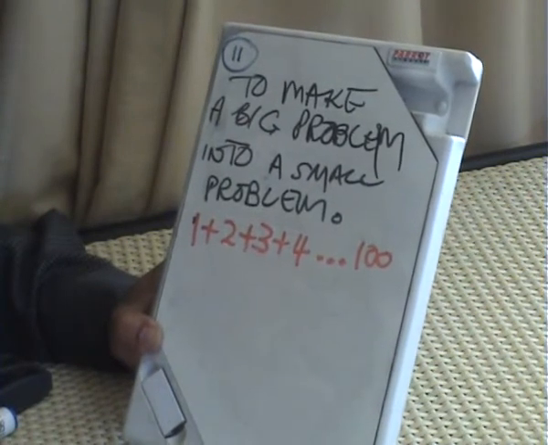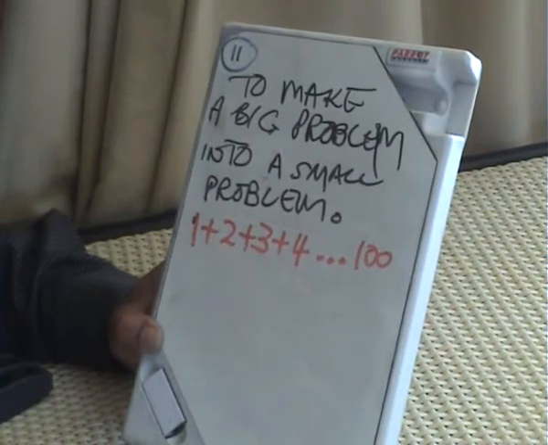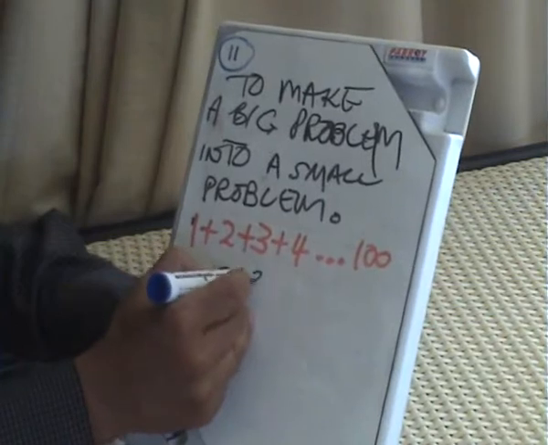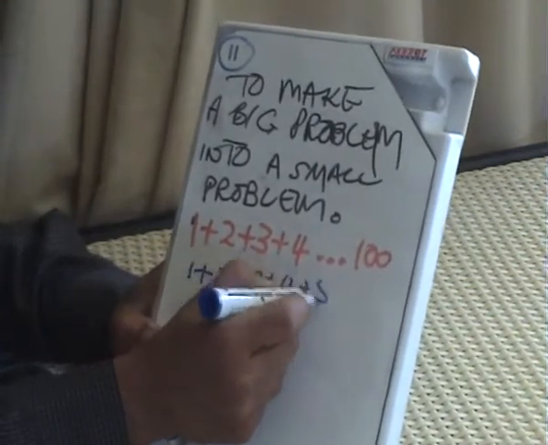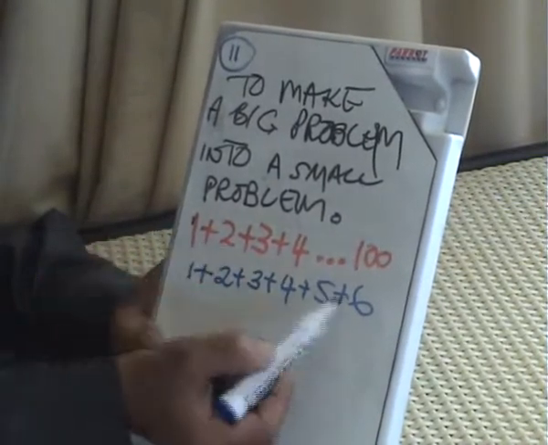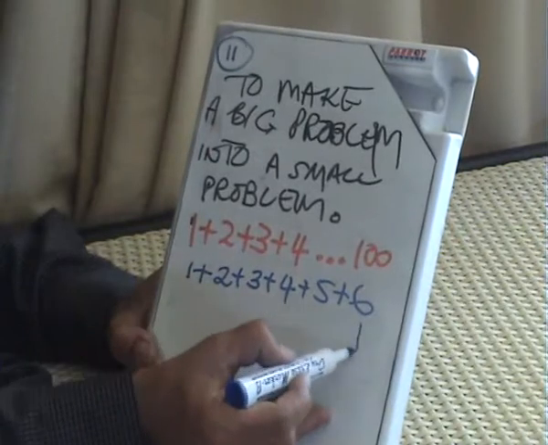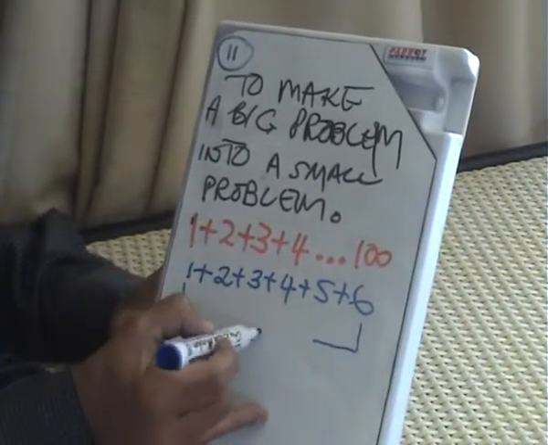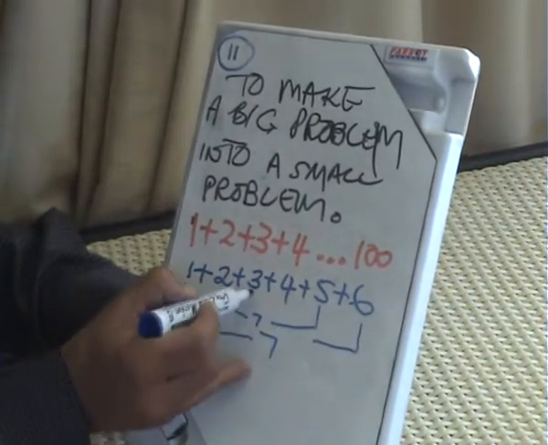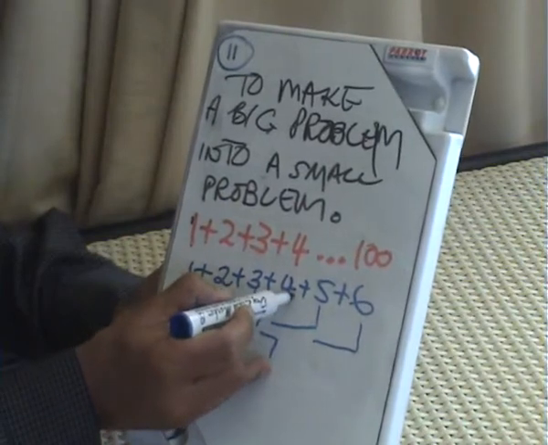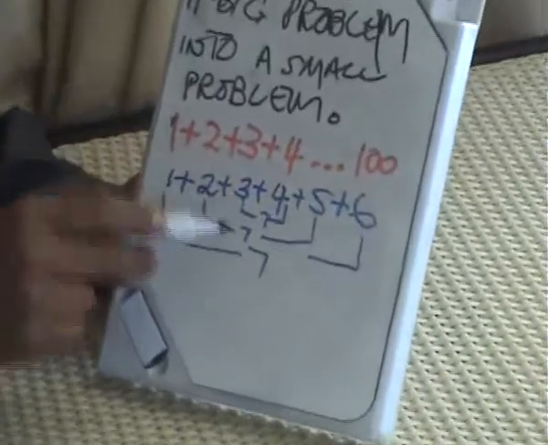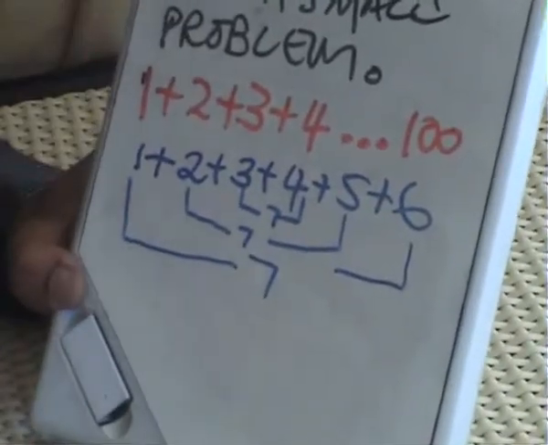So what I will do is take that big problem and make it a small problem, and I might try to add only till 6 to see what is happening. If I add only till 6, I'll find that, oh, that adds up to 7. Then those two add up to 7. Then those two add up to 7. So by making it a small problem, I'll begin to discover the answer to the big problem.